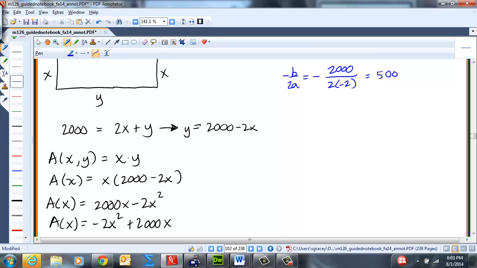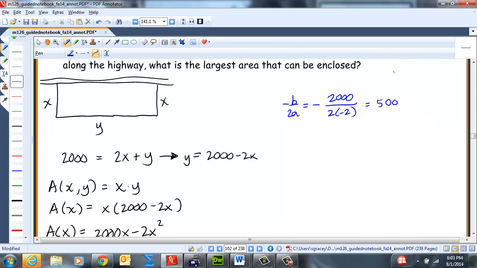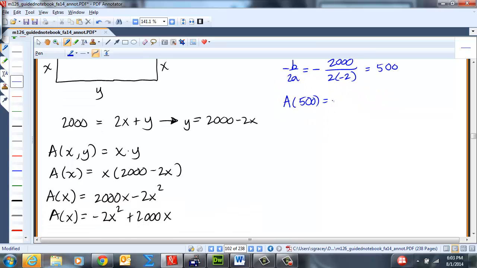So what does that mean? That means when x is 500, that will yield the maximum area. Let's see what they asked us for. They only asked us for the largest area, so we need to continue. We need to evaluate our area function at 500. Our area function, remember, was negative 2 times x squared, so 500 squared, plus 2000 times 500.